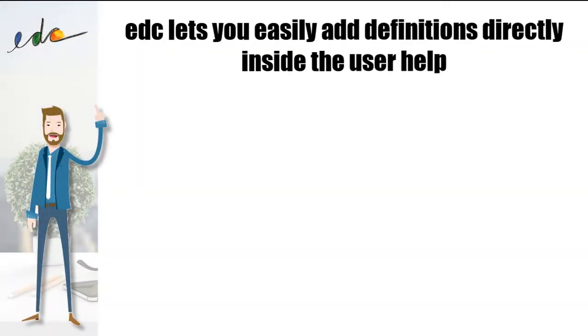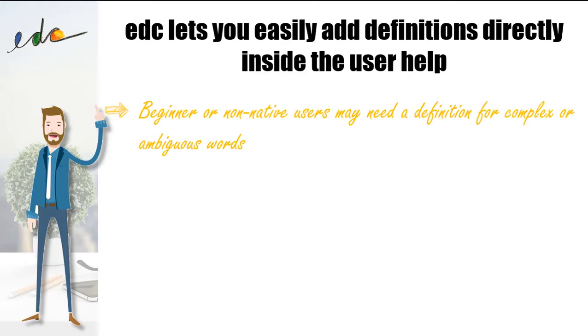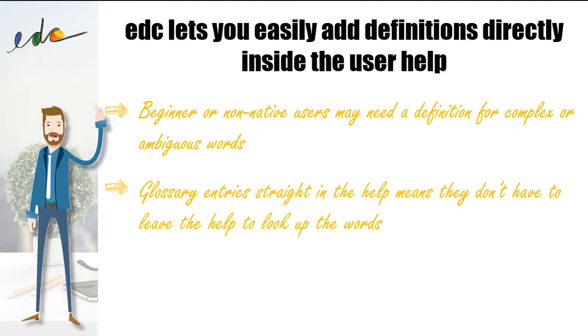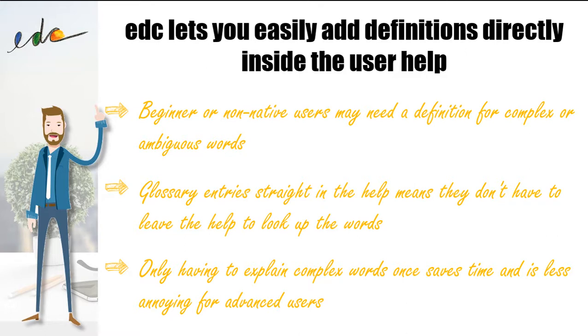EDC lets you easily add definitions directly inside the user help. Beginner or non-native users may need a definition for complex or ambiguous words. Glossary entries straight in the help means they don't have to leave the help to look up the words. Only having to explain complex words once saves time and is less annoying for advanced users.